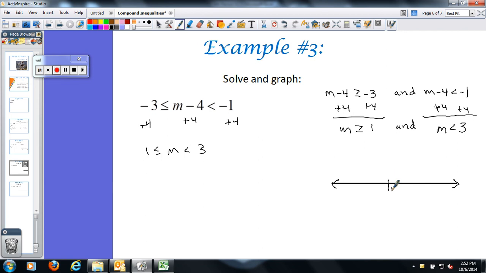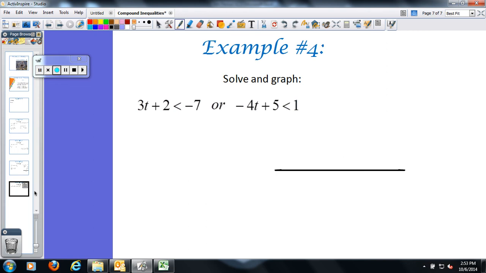So now I'm going to graph it. Let's go with 1, 0, -1, 2, 3, 4, 5. So I have a closed circle because it's greater than or equal to 1. And I have an open circle here, and I connect them. Or again, I could do it like this. And there's my answer. So here's the solving part, and then this is the graphing part. Okay?